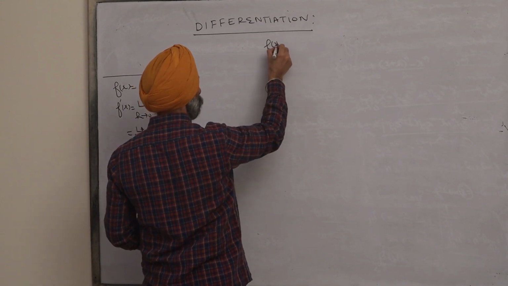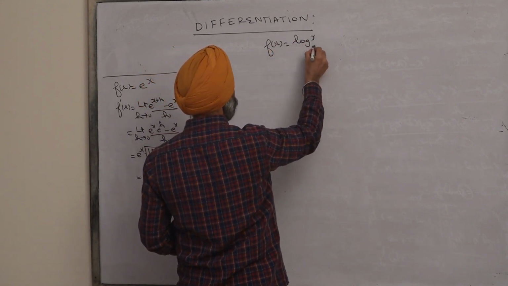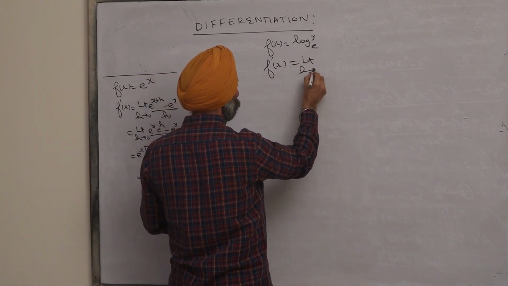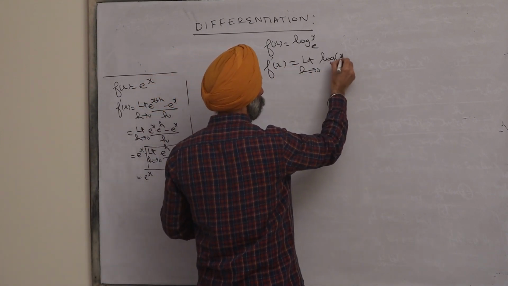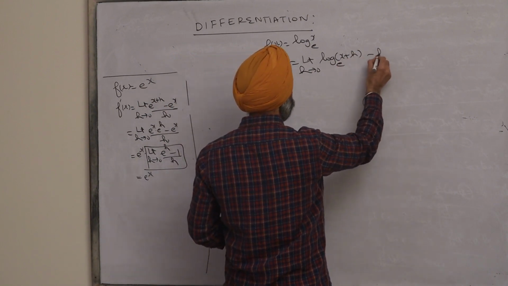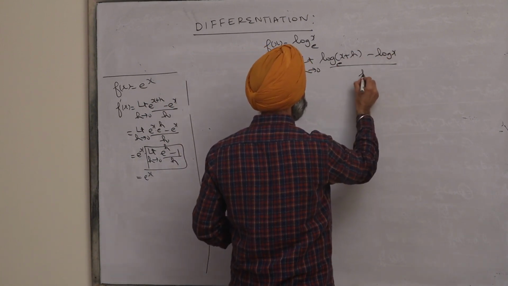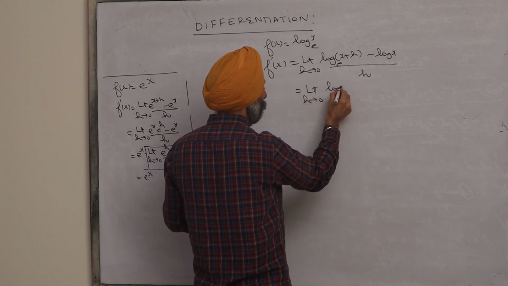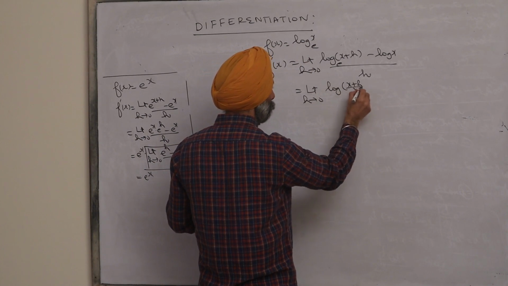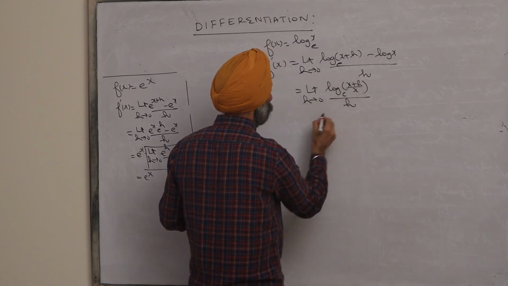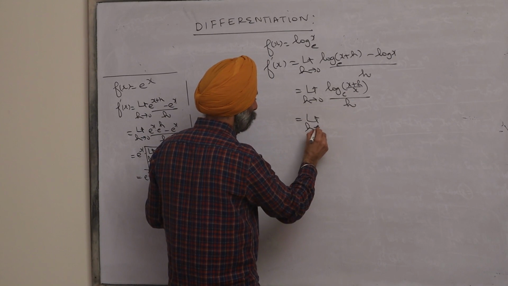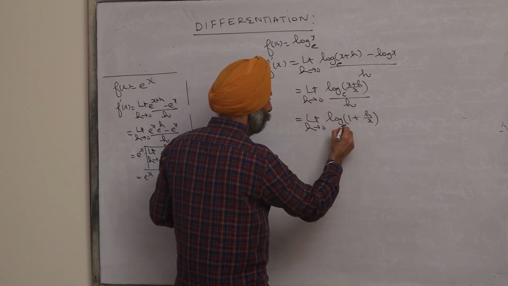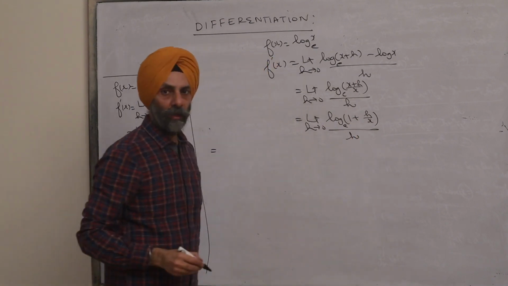Let us consider the function f(x) equal to log of x to the base e. So you can see here f'(x) is equal to limit h approaches 0, log of (x plus h) to the base e minus log x, upon h. This is equal to limit h approaches 0, log of (x plus h) upon x to the base e, upon h. This is equal to limit h approaches 0, log of (1 plus h over x) to the base e, upon h.